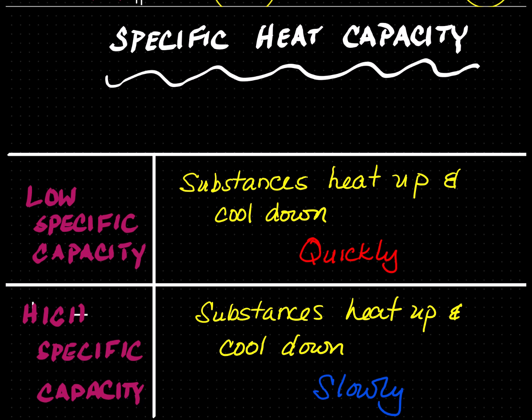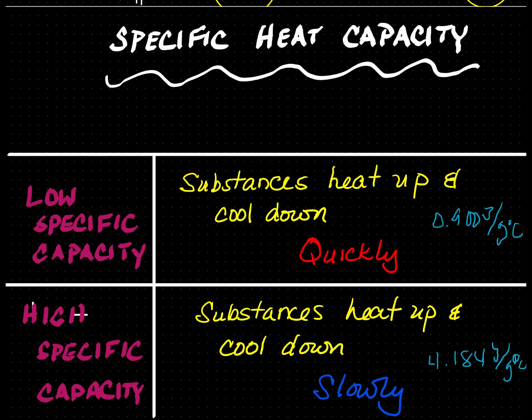So for example, aluminum has a value of 0.900 joules per gram degree Celsius, while water's constant is 4.184 joules per gram degree Celsius. If I have 1 gram of aluminum and I want to increase it by 1 degree Celsius, I only need 0.9 joules of energy. If I want to decrease it by 1 degree Celsius, I only need to release 0.9 joules of energy.